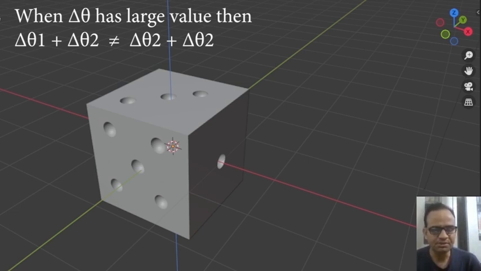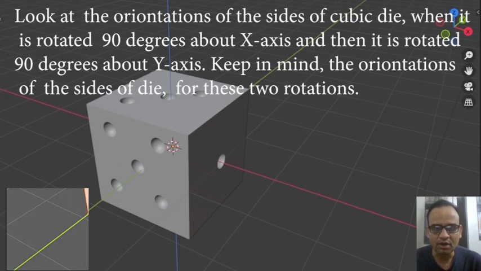For this purpose, I am selecting a die in a three-dimensional plane. I'll rotate this die, meaning I'll make the angular displacement of this die first about the x-axis, and then I'll make its angular displacement about the y-axis. And I just want to check what the effects are on the face which is along the z-axis. So let's start it now.